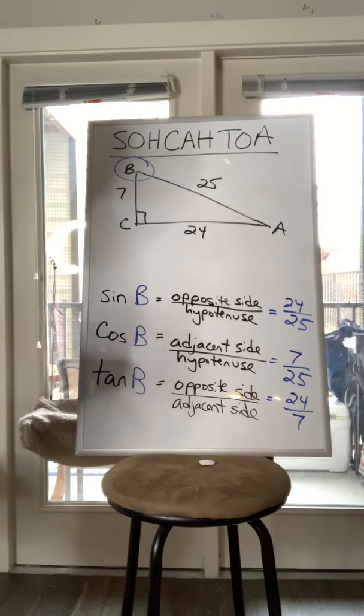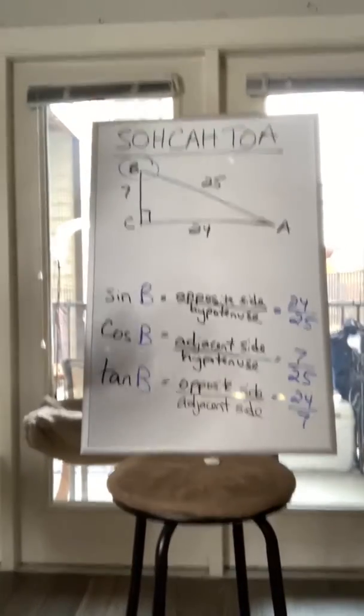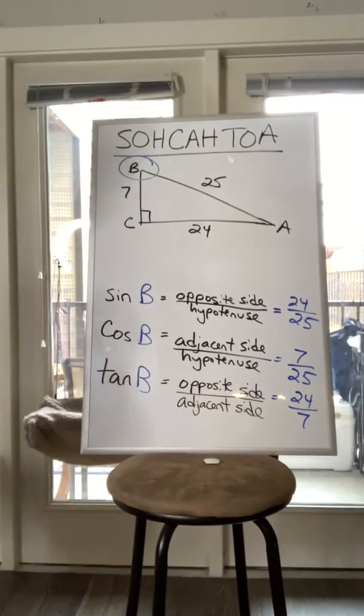So within one right triangle, the ratios for each acute angle will be slightly different. They are related, but they're slightly different. And we'll talk more about the relationship as we go.